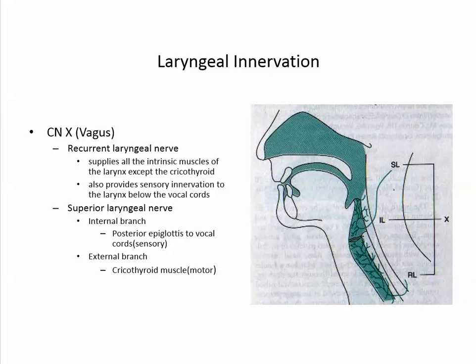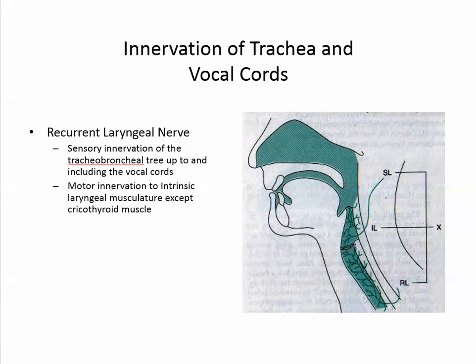The larynx is innervated by the 10th cranial nerve, the vagus. The two branches of the vagus, the recurrent laryngeal nerve and the superior laryngeal nerve, provide innervation to the larynx. The recurrent laryngeal nerve supplies all the intrinsic muscles of the larynx except the cricothyroid, and also provides sensory innervation to the larynx below the vocal cords. The superior laryngeal nerve has an internal and an external branch, and the internal branch provides sensory innervation to the posterior epiglottis up to the vocal cords. The external branch of the superior laryngeal nerve provides motor innervation to the cricothyroid muscle. The recurrent laryngeal nerve provides sensory innervation to the tracheobronchial tree up to and including the vocal cords, and also provides motor innervation to the intrinsic laryngeal musculature except the cricothyroid muscle.